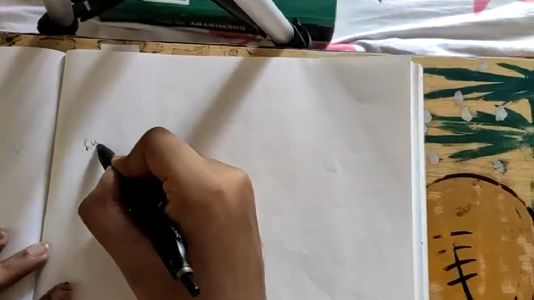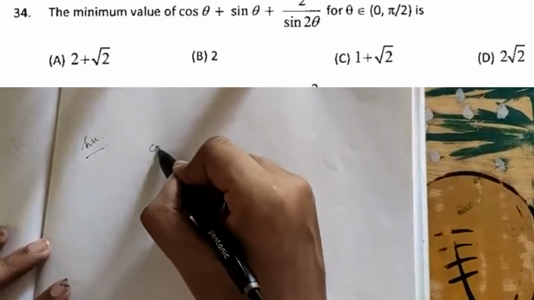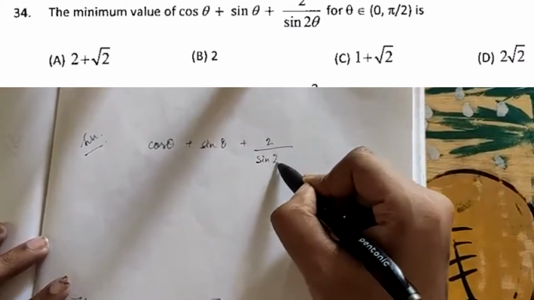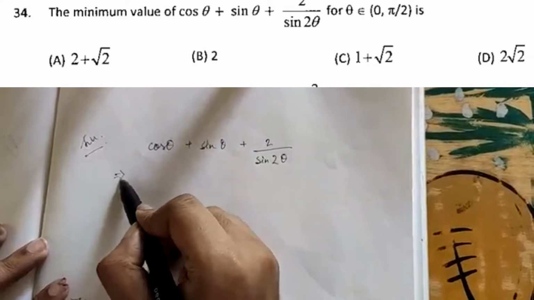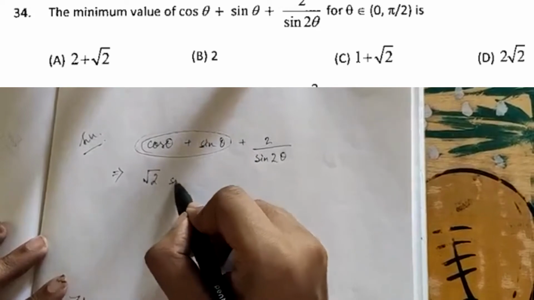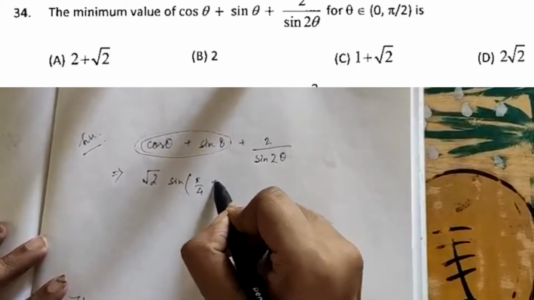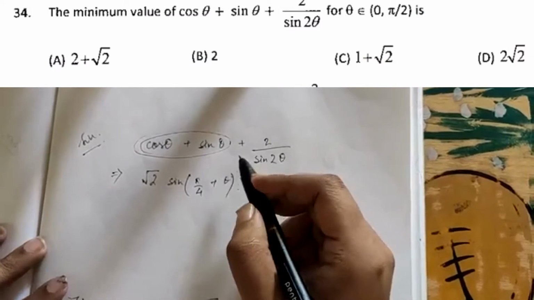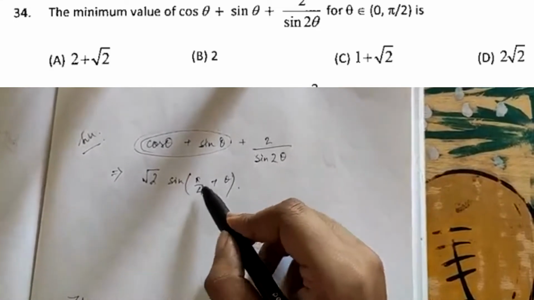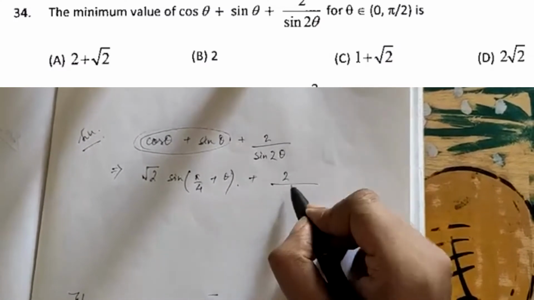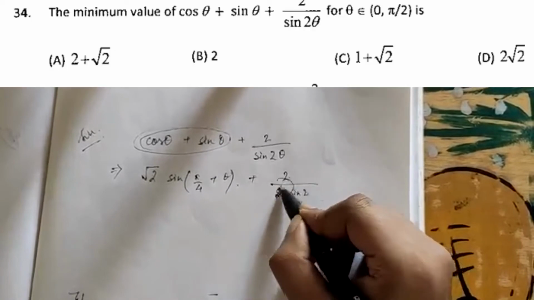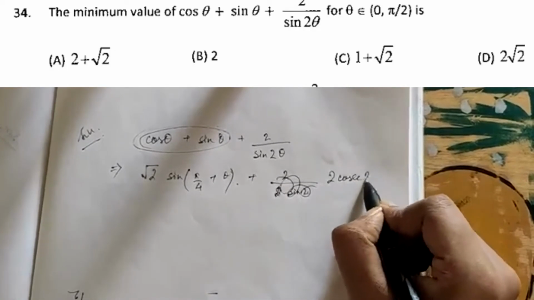Okay, so in the next question, question number 34, the minimum value of cos theta plus sin theta plus 2 by sin 2 theta. Here we can say that cos theta plus sin theta, we can write it as root 2 sin of pi by 4 plus theta. So we have root 2 sin of pi by 4 plus theta plus 2 by 2 sin theta cos theta, or sin 2 theta, so we can write it as 2 cosec 2 theta.